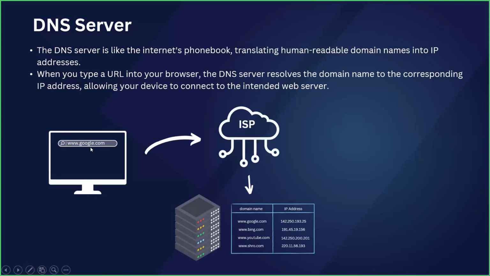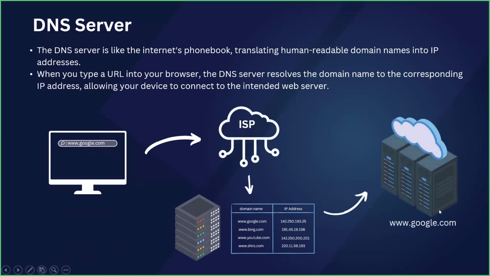So when you make a request for Google, that goes to the ISP first. From the ISP, it reaches a DNS server. And from the DNS server, it gets to know, okay, google.com is hosted on this exact IP. And from there, it reaches that server with that IP.